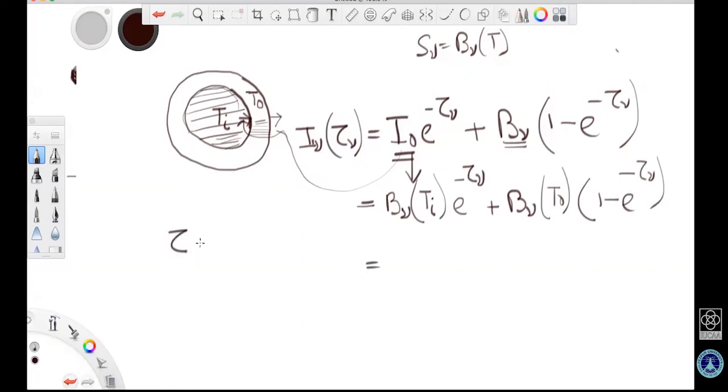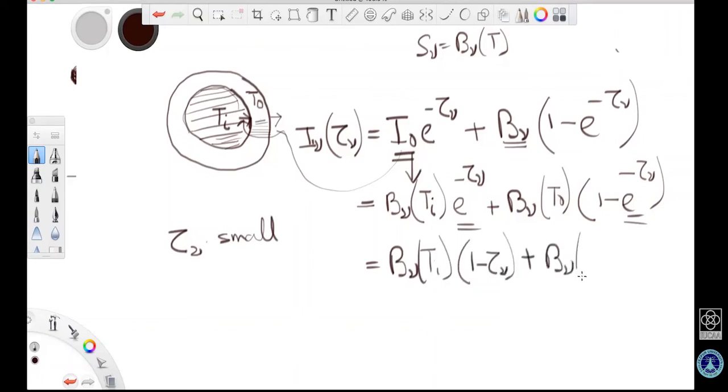Let's say tau is small. It's not very large. So the atmosphere is allowing the radiation to pass through. All right, so it's small, which means I'm going to make some approximations here. I'm going to write B nu Ti as 1 minus tau, and the exponential I'm going to write as basically tau.